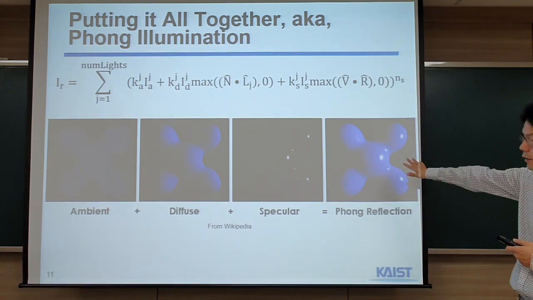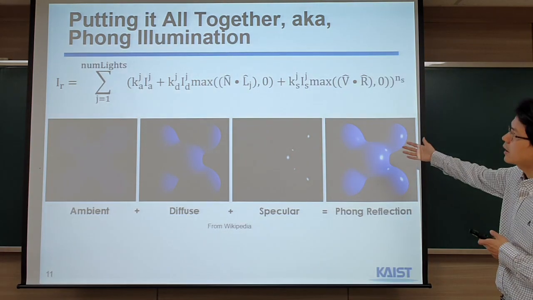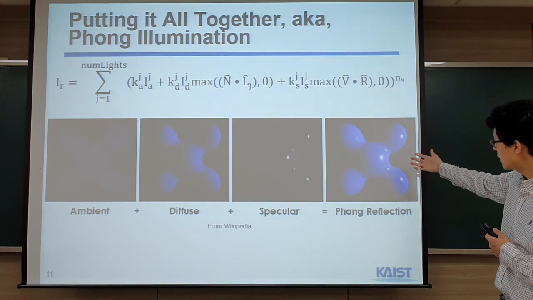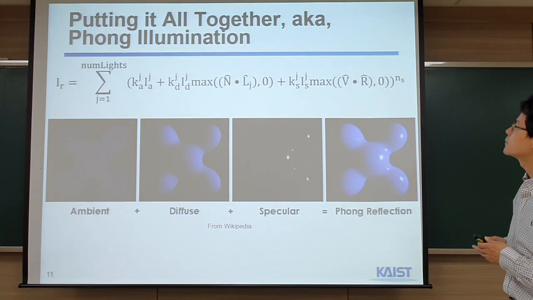So it looks very realistic, right? For example, this kind of Phong Illumination model can support plastic-like materials very well, actually.